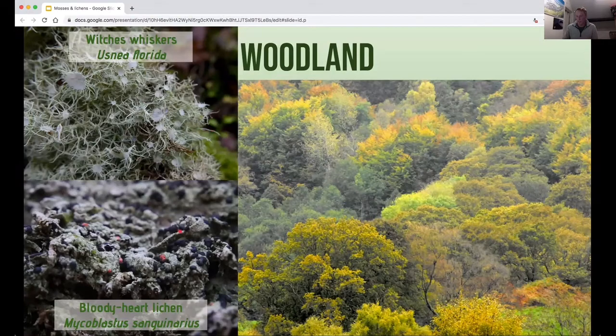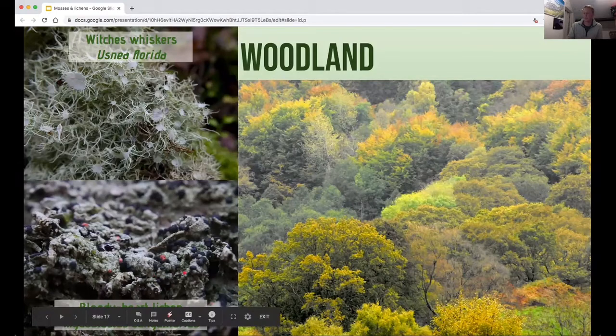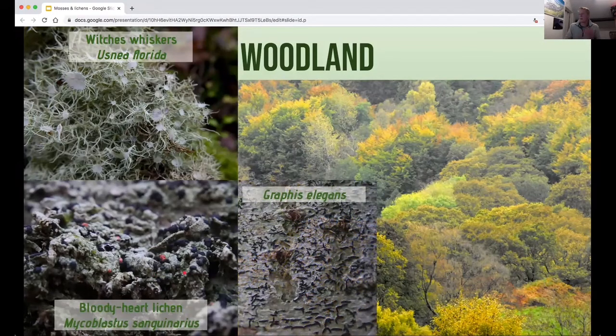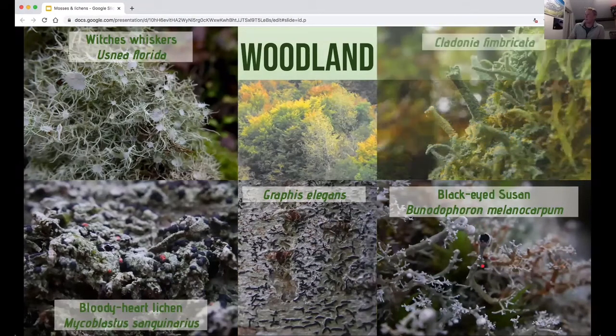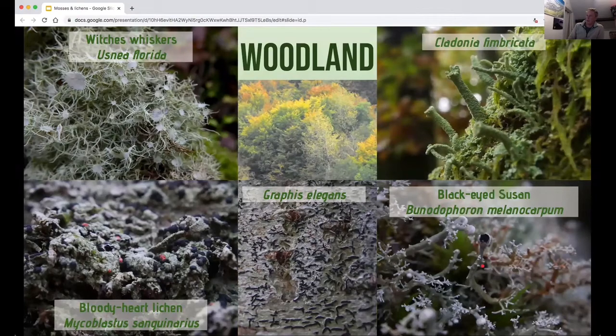Bloody heart lichen. I quite like the name of that. I saw that the other day, and it's got these lovely red, sanguine, as the name suggests. This one on birch trees, and then black-eyed Susan. I've never seen that before, last week actually, I've never seen it with the black eye. These are spore capsules, and then another Cladonia species there. So the phenomenal diversity in our woodlands.